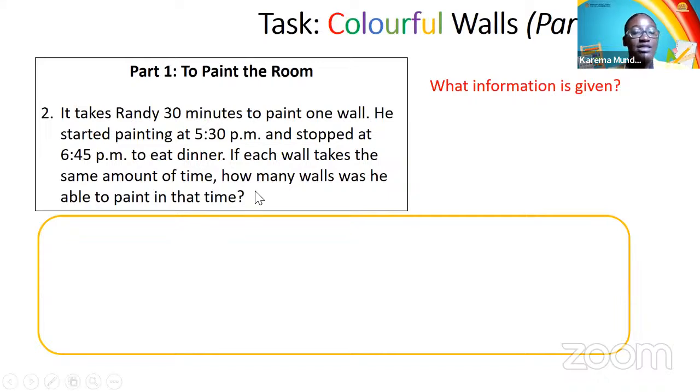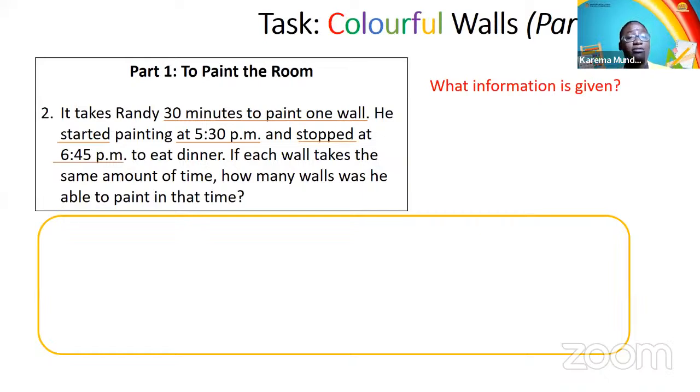So Ms. Williams, let's see if we can pick up the information that's given. Okay, great. So that's one: 30 minutes to paint one wall. Very important. It takes Randy 30 minutes to paint one wall. We're going to need that. Look at when he started painting. That was given. And he stopped at 6:45. Very, very important.